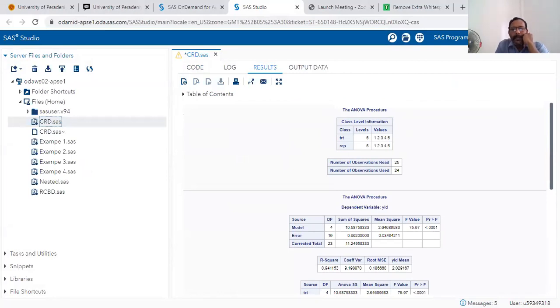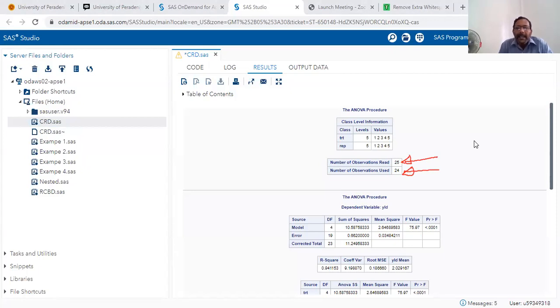You see here, what is the total number of observations earlier? 25. So we had 25 data. You could see here the number of observations read is 25, because it includes that dot. Actually, the number of observations used for analysis is 24. So it has used only 24 for analysis. It has omitted one, kicked off one.